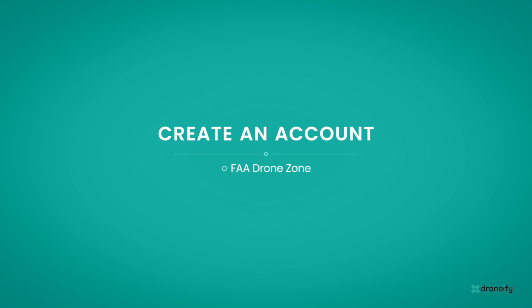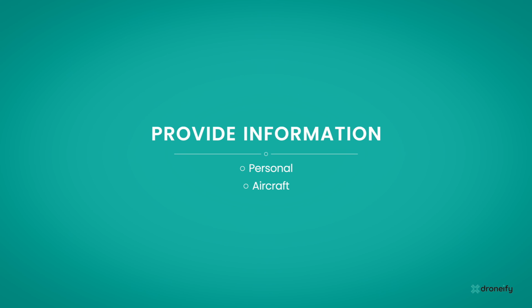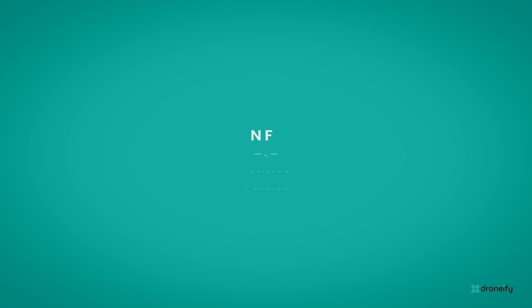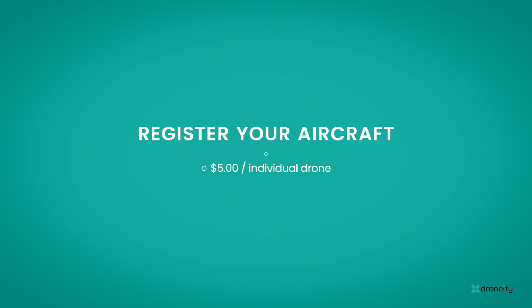Create an account. Go to the FAA's drone registration website to create an account. Provide information about yourself. Provide your name, mailing address, email address, and phone number. Provide information about your drone. Provide the make and model of your drone, as well as its serial number. Pay the registration fee. There is a $5 registration fee to register your drone under Part 107.